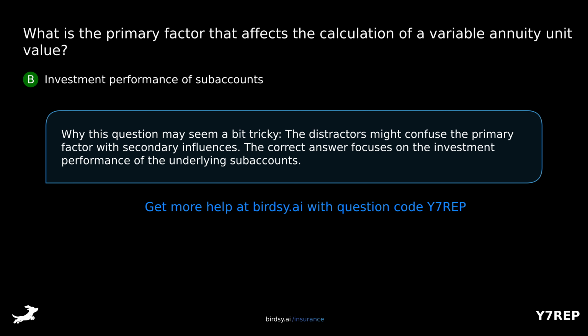Why this question may seem a bit tricky. The distractors might confuse the primary factor with secondary influences. The correct answer focuses on the investment performance of the underlying subaccounts.